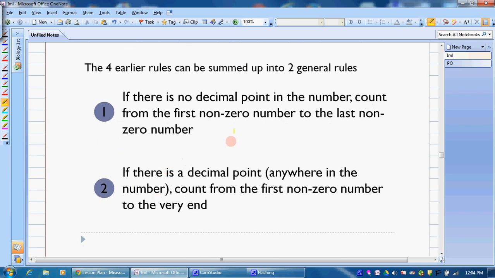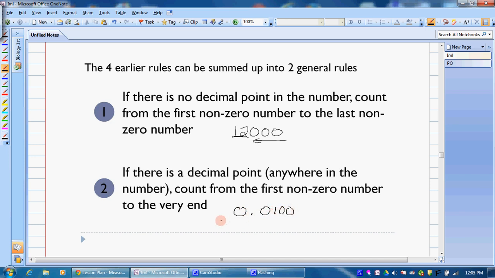We can sum those rules up in two. If there's no decimal point in the number, count from the first non-zero number to the last non-zero number. So if we have a number like this, we're going to be moving from right to left. You don't start counting till you get to the first number that's not a zero, and then you count everything you have left.